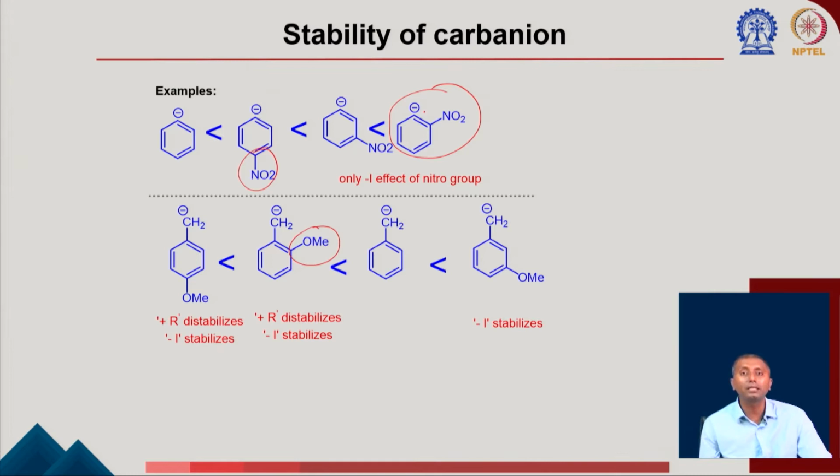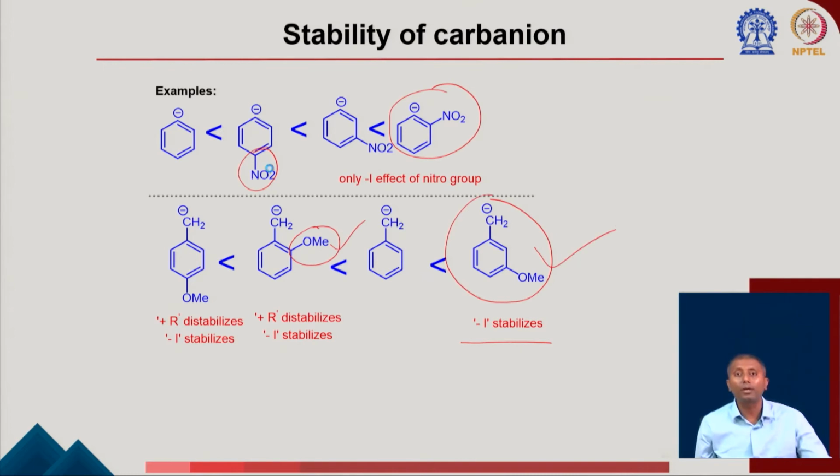Now you can see that in the case of the OMe group, what is going to happen here? The OMe group can have a plus R effect and a minus I effect. The plus R can actually destabilize the carbanion and minus I is going to stabilize it. That is why you can see these particular compounds, where the plus R is not operating and only the minus I is operating, are actually more stable compared to others.